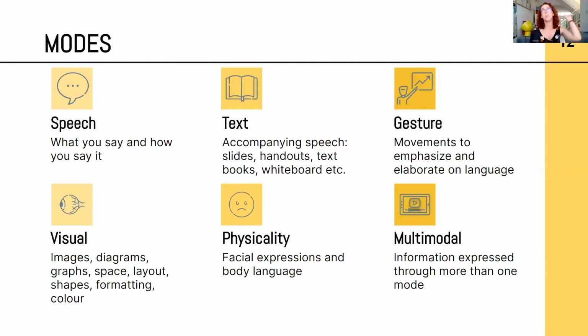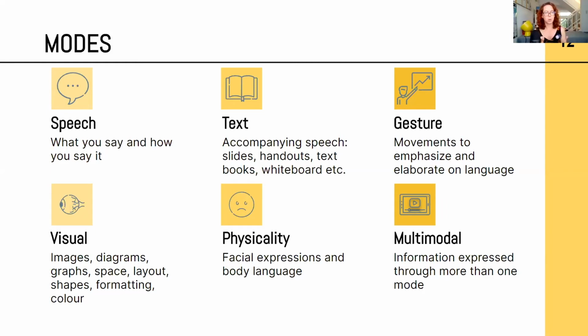Visual, there are so many categories of visual modes that I don't even want to go into it. Images, diagrams, graphs, the use of space, the layout, the color, the formatting, all of it is part of the visual modes. And of course, we've got different things going on in person, in face-to-face classes, and online. Physicality. Now, I've separated this out from gesture because I think it's important to acknowledge that gesture is these big movements, but there are quieter body language and facial expression things that happen that have an impact.